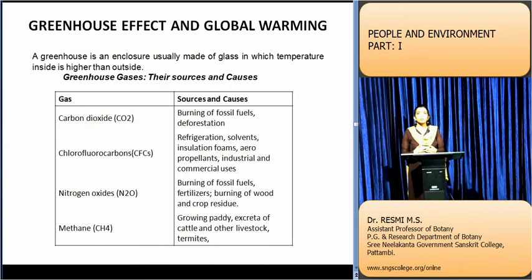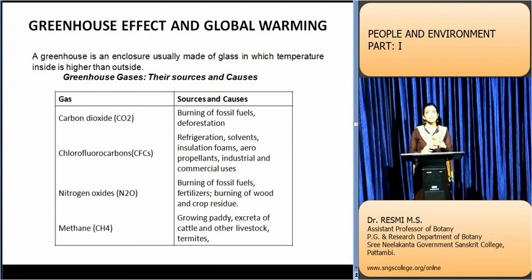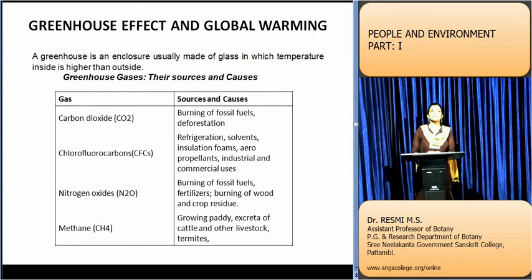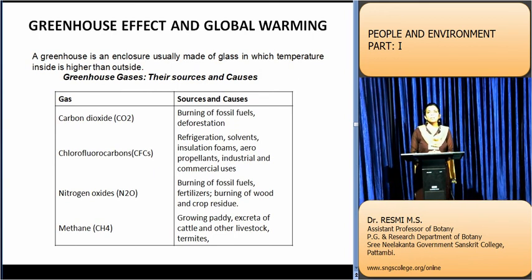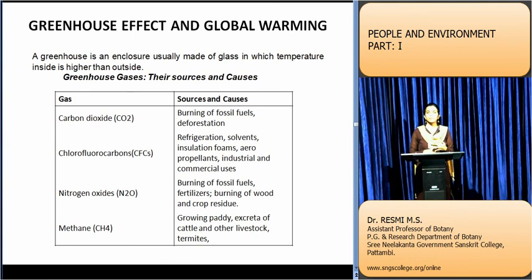So when we talk about water pollution and industrial pollution, we have to look deep into two major pollutions that are affecting our environment and ecosystem to a great extent, that is the greenhouse effect and global warming. A greenhouse is just a protective enclosure, usually made of glass, in which the temperature inside is usually higher than outside. So greenhouse gases are majorly carbon dioxide, chlorofluorocarbons, nitrogen oxides and methane.